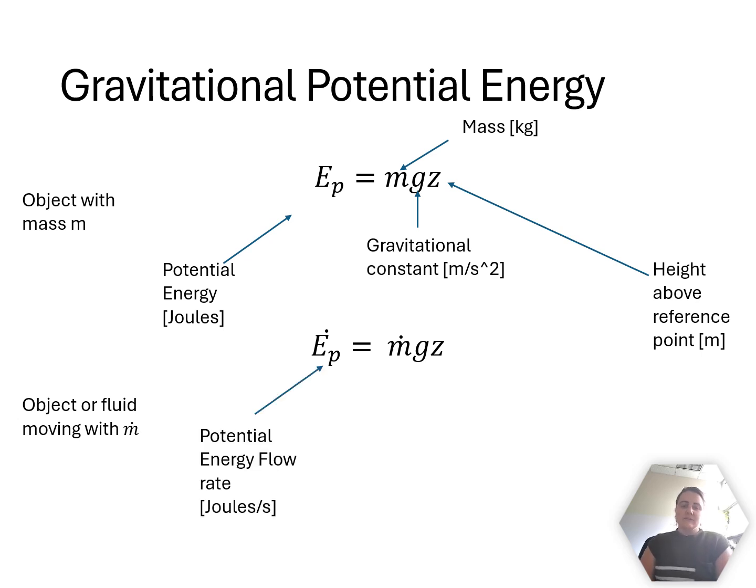So we're going to see a potential energy flow rate, and that's in terms of joules per second. We're going to see the same gravitational constant and the same height above a reference point, but now we also have a mass flow rate. So that's important here. So take a second to make sure that you've got all of these equations in your notes and you know exactly what all these variables mean, because we are going to use them consistently throughout the semester.